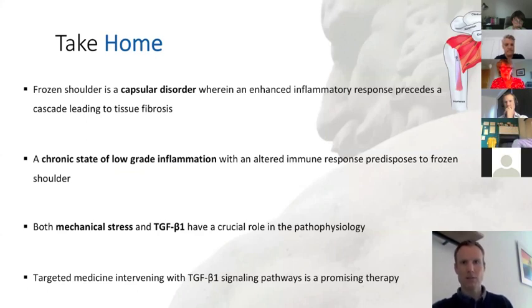So it's a capsular disorder wherein an enhanced inflammatory response precedes a cascade leading to tissue fibrosis. And we've identified certain conditions with a chronic state of low-grade inflammation and an altered immune response that predispose to a frozen shoulder. And both mechanical stress and TGF-beta1 have a crucial and central role in the pathophysiology. And for the future, I think targeted medicine intervening with this TGF-beta1 signaling cascade is a promising therapy.